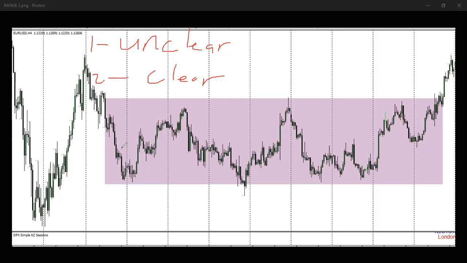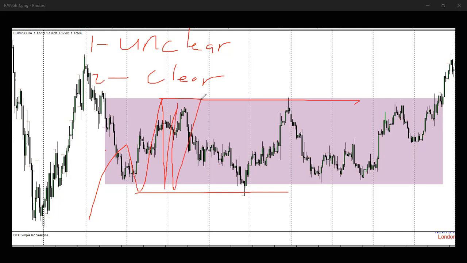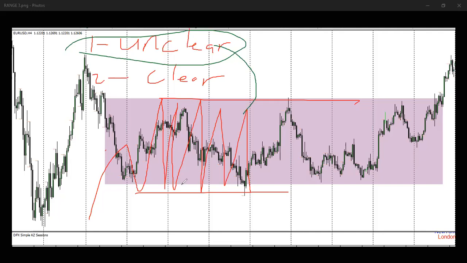What do I mean by this? So we have a range like this: higher high, higher low, higher, right? Then this is your high, this is your low. Price just comes down straight to discount, premium, discount, premium, discount, premium, discount. This one is unclear. Nothing is clear here. It just goes straight up and down.